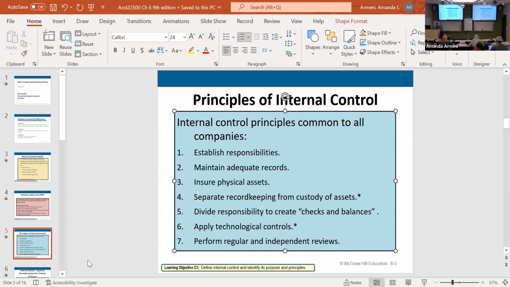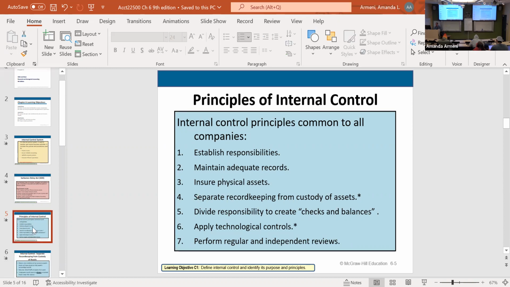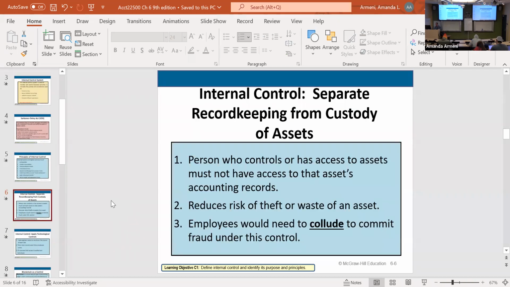Number 4, separate record keeping from custody of assets. The ones that have a little asterisk next to them mean that there's an additional slide for it. So again, a core principle of internal control is we should separate people who are responsible for physically handling assets like inventory, machinery and equipment, and cash. They should be separated from the people who are able to make journal entries in the accounting system.